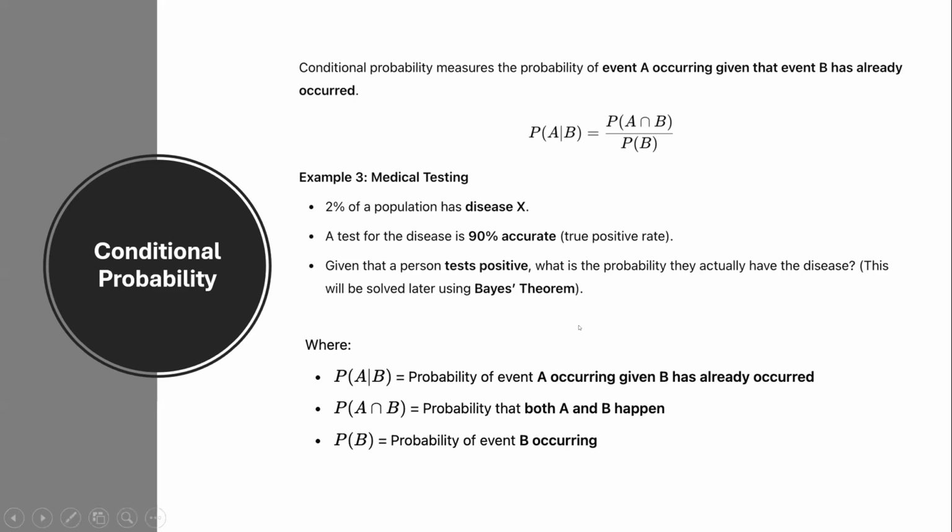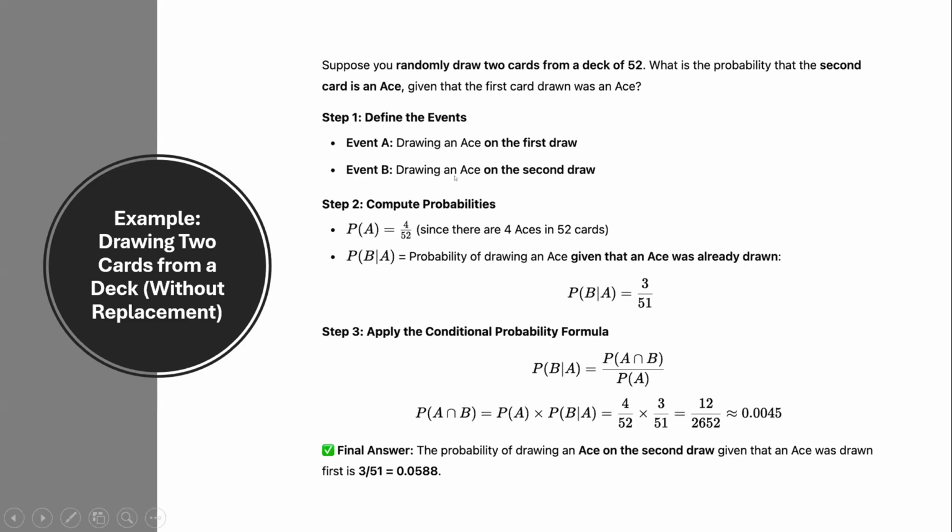I'm assuming you understood. Let's move to the next part and try to solve an example as well. It's similar to the example we just took. Suppose you randomly draw two cards from a deck of 52 cards. What is the probability that the second card is an ace, given that the first card drawn was an ace?